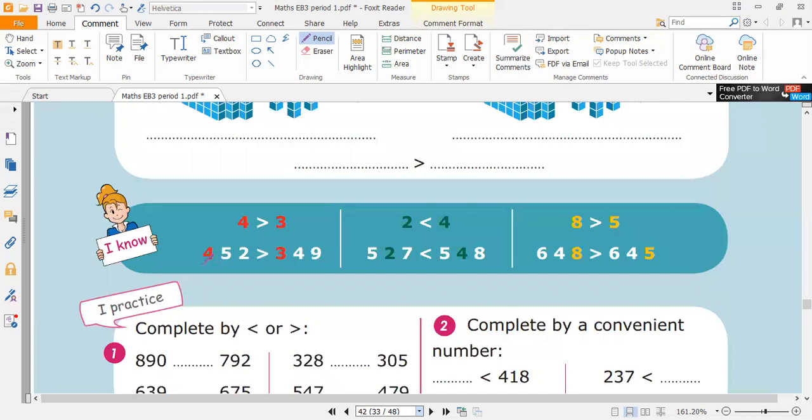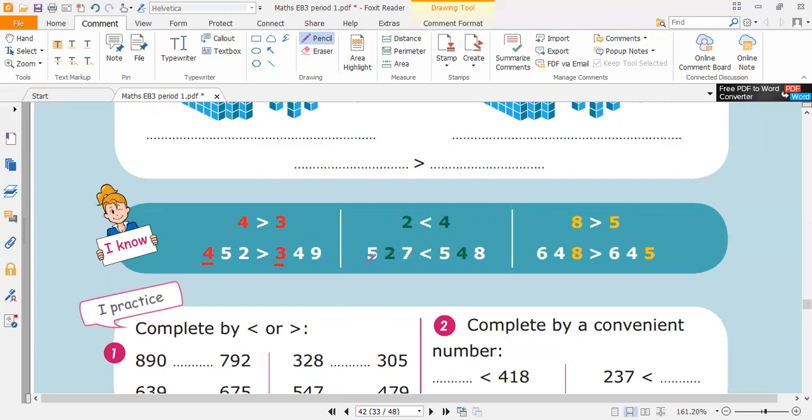Look at the number 452 and 349. When I want to compare these two numbers, I look at the hundreds. I first start with the hundreds. 4 is bigger, greater than 3, so I open the mouth to the greater number.